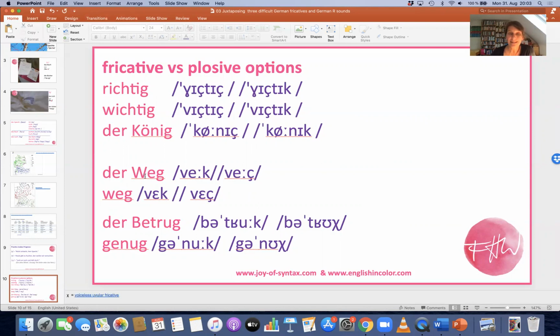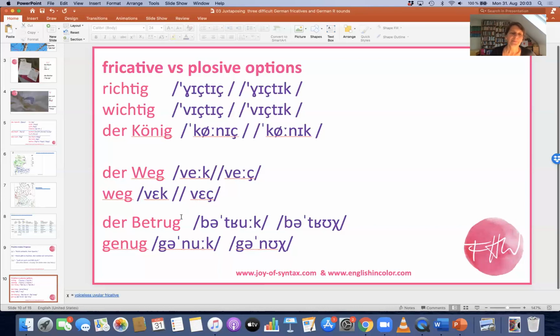These words are spelled the same, but the path is a noun, so it's capitalized. Weg is an adverb, so it has a lowercase letter. But they have different vowel sounds, even though they are spelled the same, which is quite tricky. Der Weg, weg. Geh mal weg.